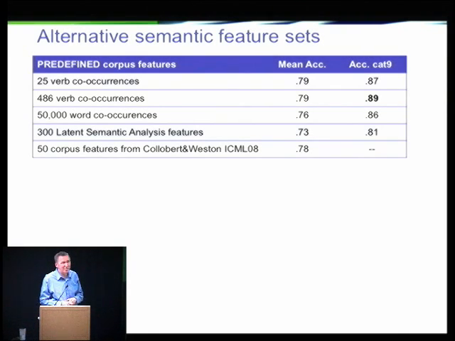Tom Landauer is known in computational linguistics for being an advocate and an inventor of something called latent semantic analysis, which is running PCA on word co-occurrence matrices. He was convinced that would be much more successful, so we tried it. There's also a very interesting paper that came out in ICML last year. Some people did some multitask training on a large text corpus. We tried their features. So we're getting similar answers here.